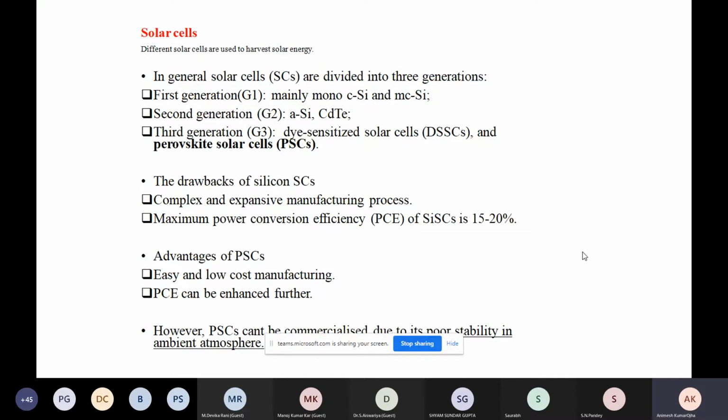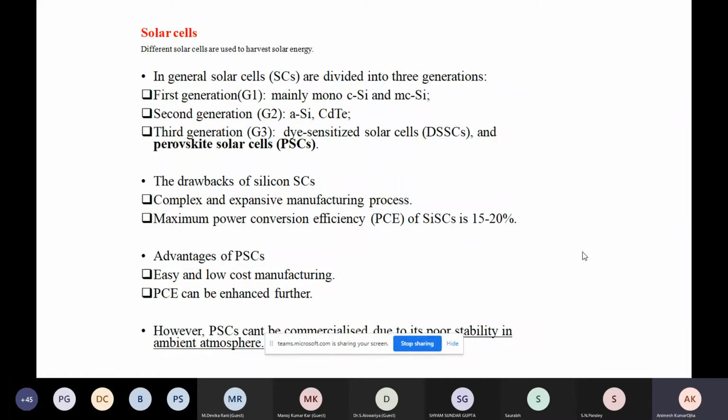Why are these perovskite solar cells or dye-sensitized solar cells required to be investigated or developed, as silicon-based solar cells already exist in the market? The reason is that silicon-based solar cells have a complex and expensive manufacturing process.